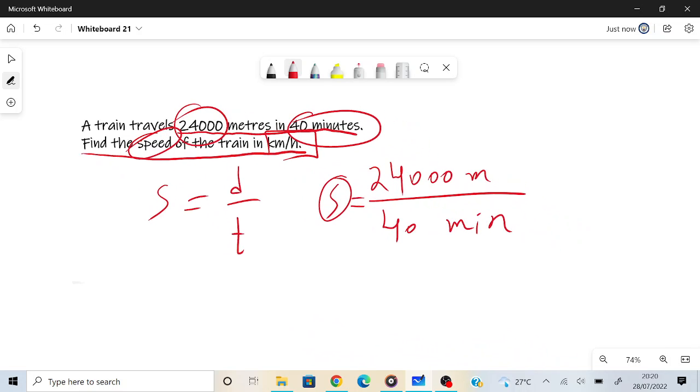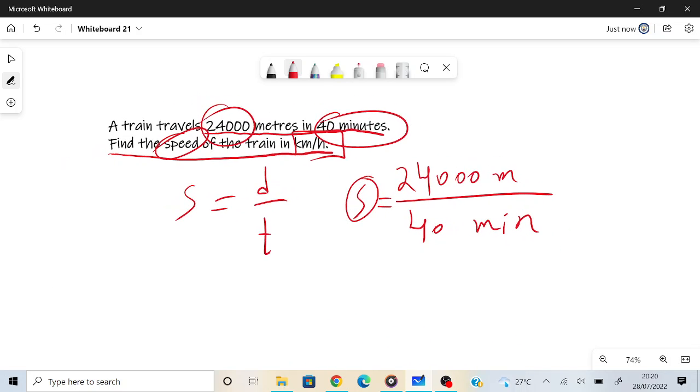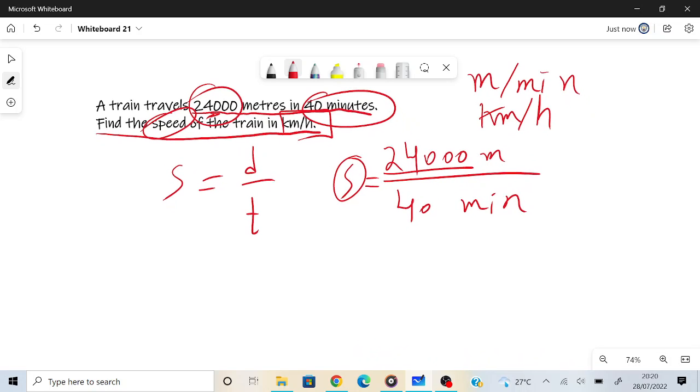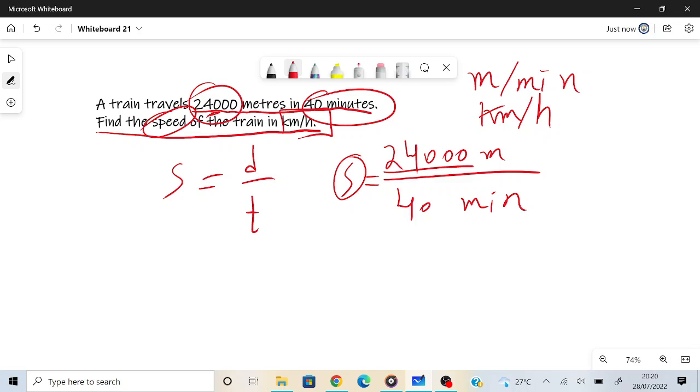Now if I were to do this calculation, I would eventually get the speed, yes, but in meters per minute, and I want it in kilometers per hour. So the best way going about this question is to individually convert the terms to the necessary unit required. They want me to have the distance in kilometers. Converting 24,000 meters to kilometers, you would do 24,000 divided by 1,000, which is 24 km.